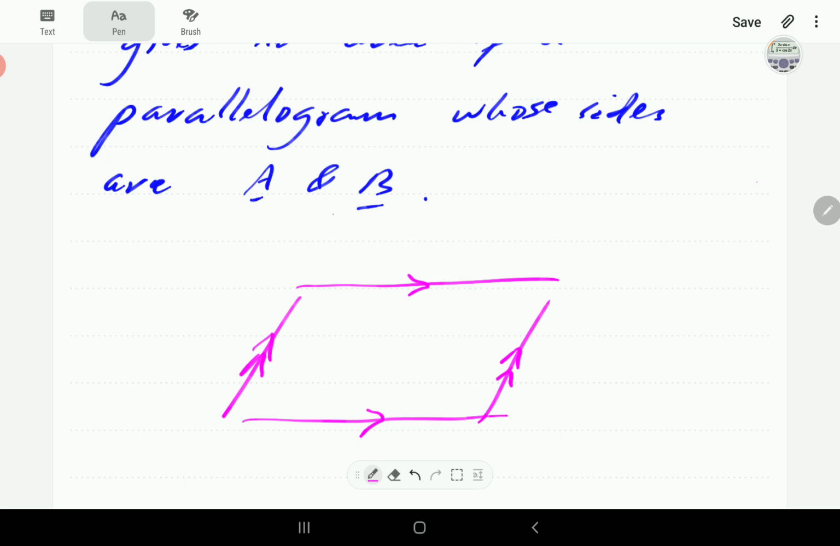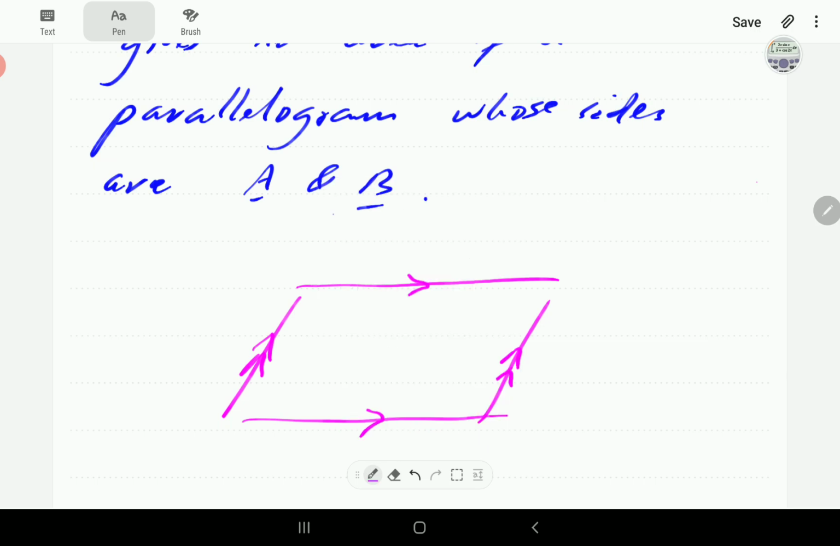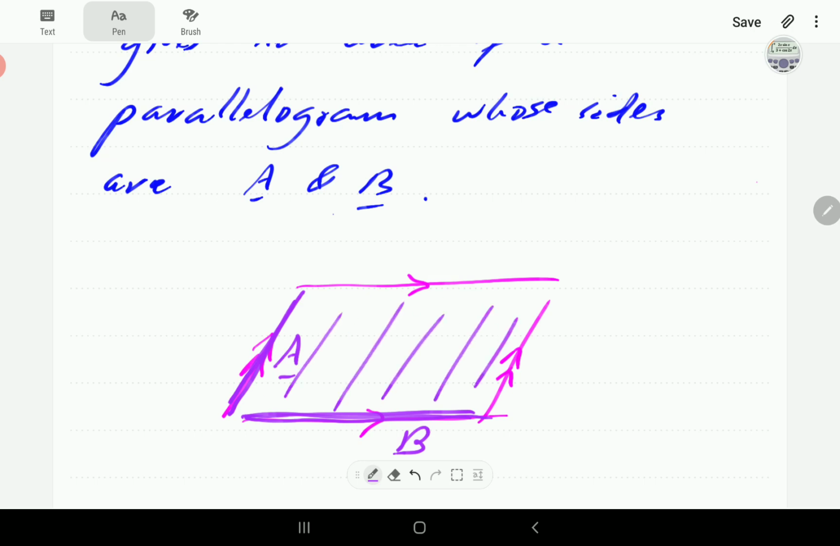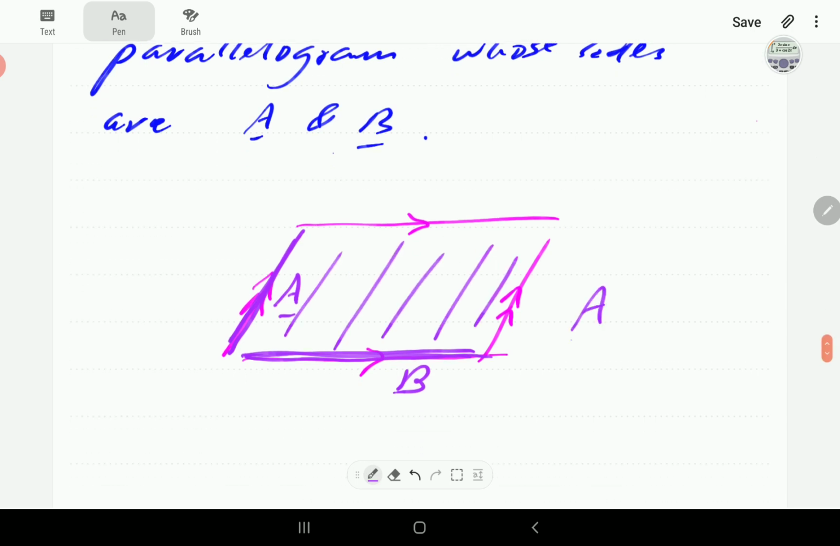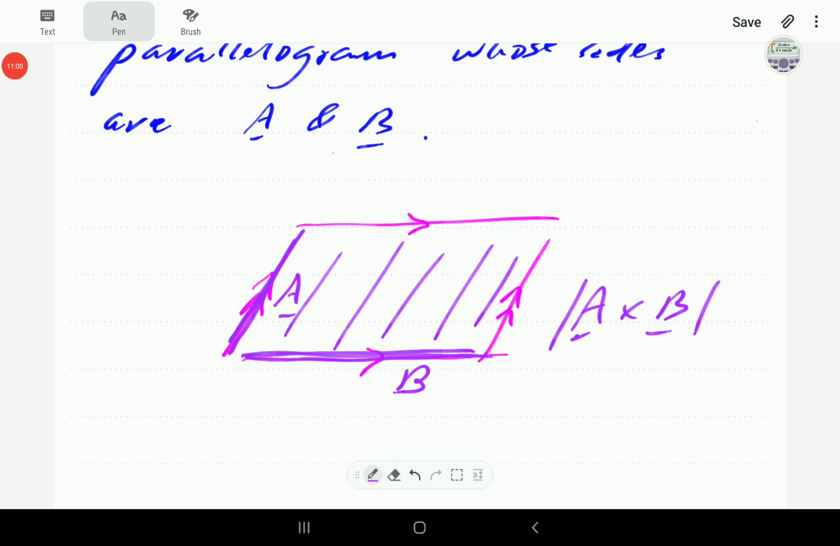Okay, so if this is vector A and this is vector B, then this area is going to be given by, we do A cross B, then we take the magnitude of that. Okay, let's look at some examples that involve the cross product.